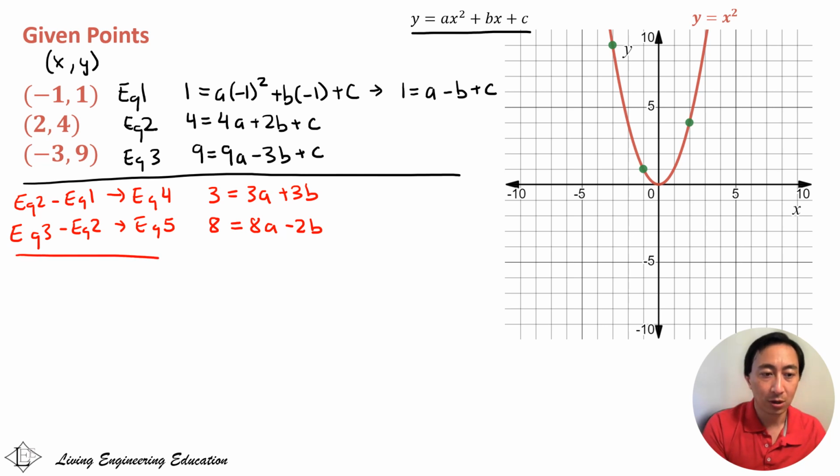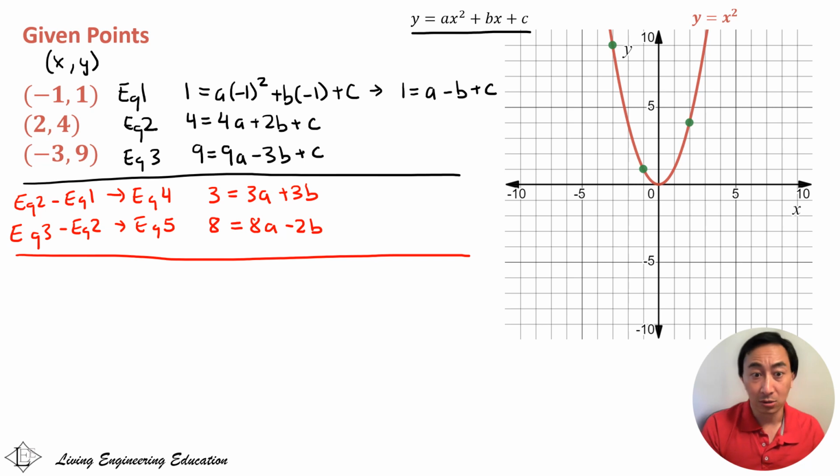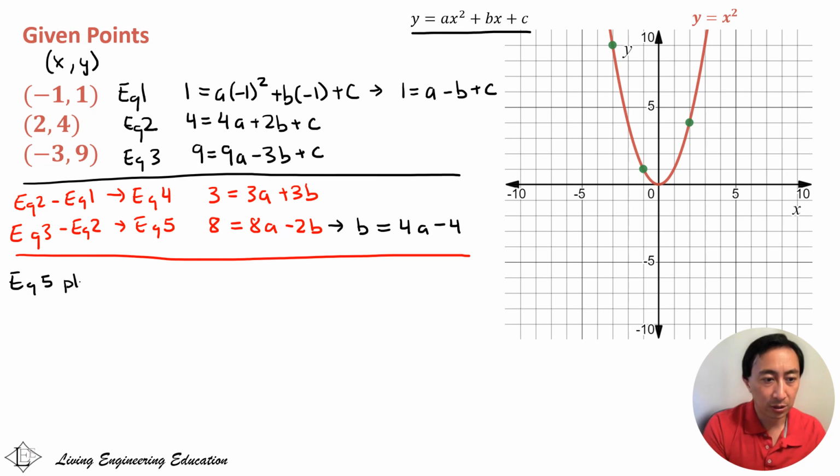Now the next step here is to isolate one of them so I can plug it in. So either A or B, doesn't really matter. So let's see. Let me solve for B using equation 5. I can say B is equal to, if I move 2B over here, move the 8 over there, and then divide by 2, I get what? 4A minus 4.